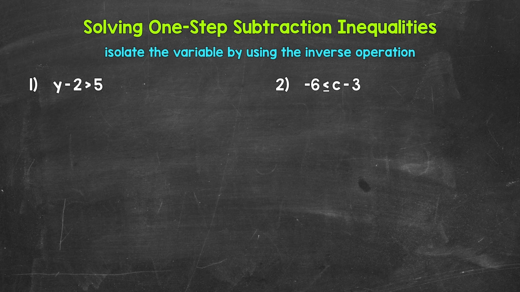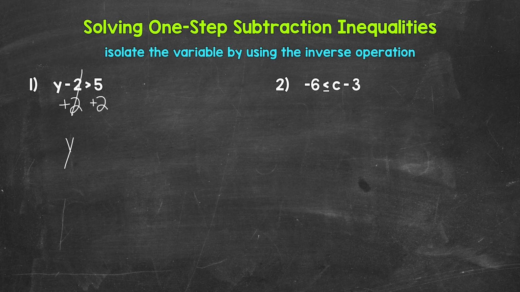Now 2 is being subtracted from y. So we need the inverse operation of subtraction. The inverse operation of subtraction is addition. So add 2 to the left side of the inequality. Whatever we do to one side of an inequality, we must do to the other in order to keep it balanced, so add 2 to the right side as well. Now, as far as the left side, these 2s cancel each other out.